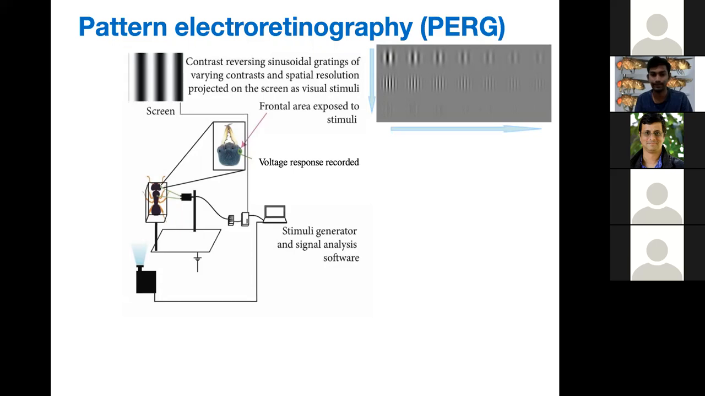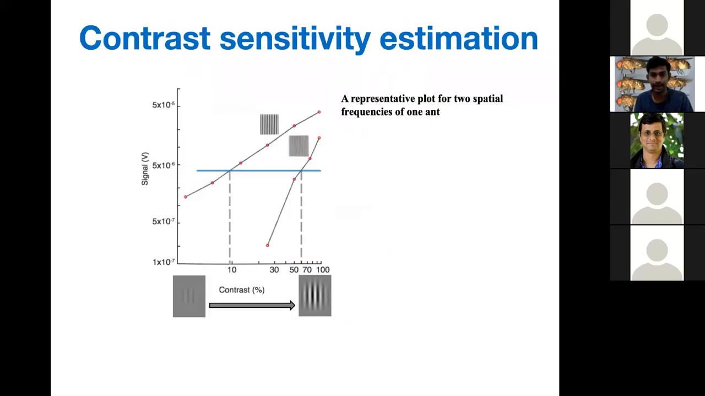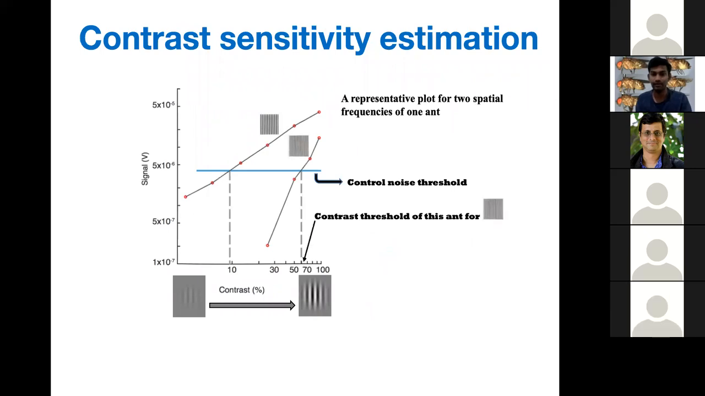Okay. Right. And then to estimate contrast sensitivity, here I've shown two different plots for two different spatial frequencies for one particular ant. Again, you have a control noise threshold, and the value of contrast at which the signal goes above the control noise threshold is the contrast threshold. In this case, it's close to 60% for this particular spatial frequency. And the contrast sensitivity is just the inverse of the contrast threshold.